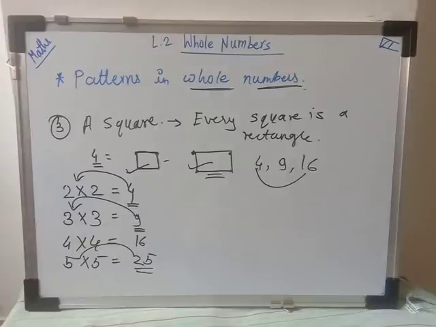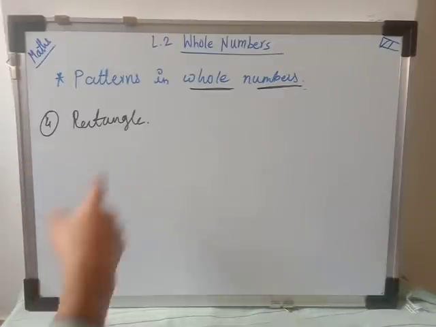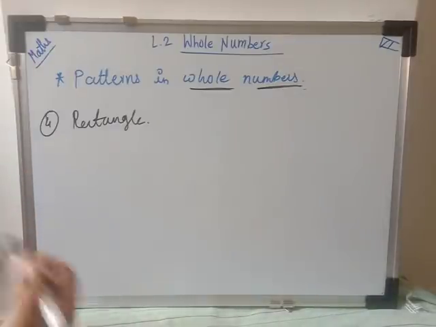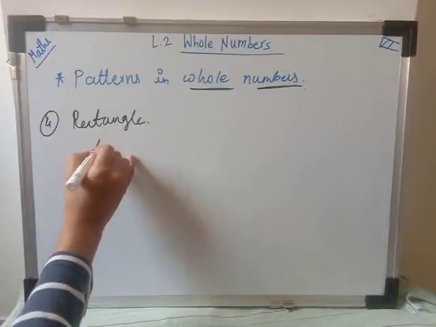Okay, now let's see the fourth shape, that is the rectangle. Now the fourth shape is the rectangle. We all know that in a rectangle opposite sides are equal, so you have to take those numbers where you can arrange the dots in such a way that you can make a rectangle. Okay, so here we can't take 2 or 3, but we can take 4. As I told you, you can take 4 also to make a rectangle.